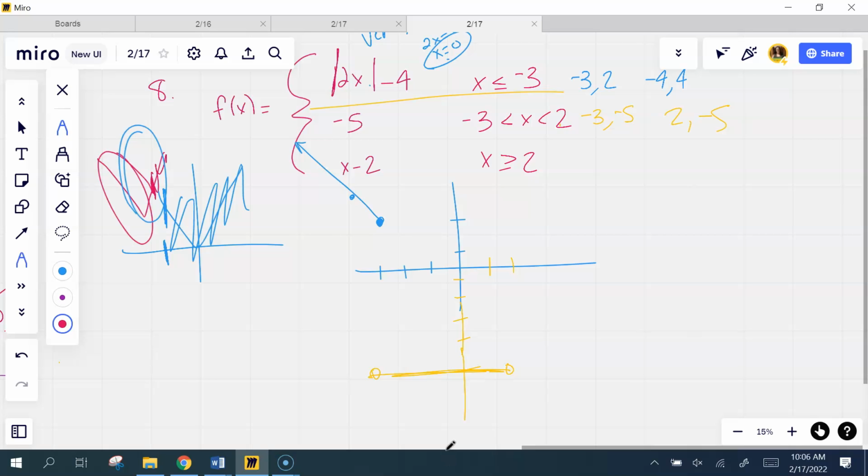And then the last one, when x is 2, what is y? 0. Say it quietly. 2, 0. It is a solid dot. Bigger than 2, so maybe 3. What is y?